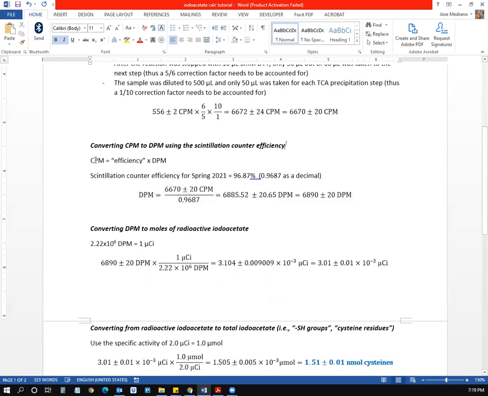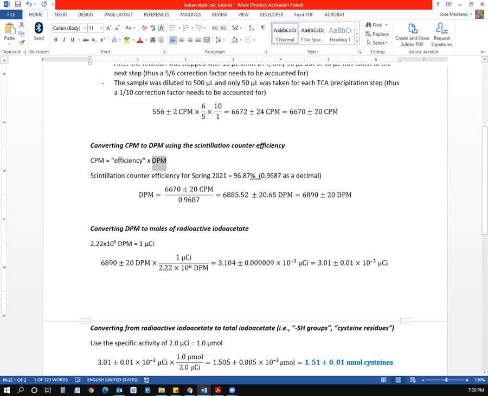So CPMs are a result of the disintegrations per minute value, the radioactive amount that is intrinsic to the material. CPM is what the detector is actually measuring in the scintillation counter, and that is based off of the scintillation counter's efficiency. So even though the scintillation counter told you how many counts per minute it was observing per sample, that is related to what is actually being emitted from the sample itself.